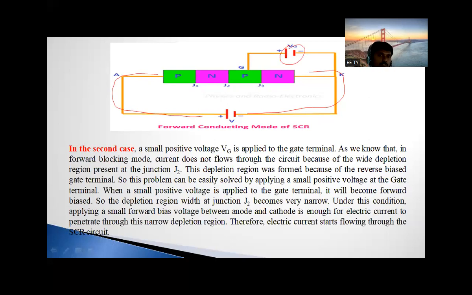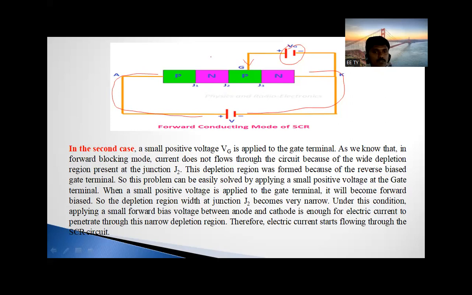So when the voltage is applied to the gate circuit, then what will happen? The current flows through the gate circuit, and it will inject current into the inner P layer. So what is happening here? A small positive voltage VG is applied to the gate terminal. It is very, very small. Just for example, if the rated voltage of the thyristor is 230, it requires only 5 to 10 volts for the gate terminal voltage. Small voltage apply किया तो भी turn on हो जाएगा.